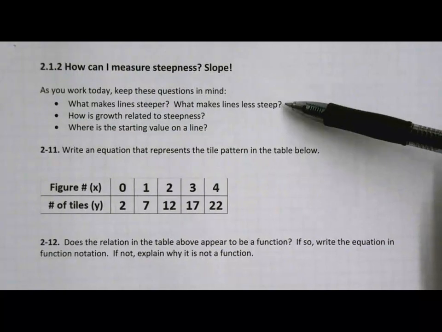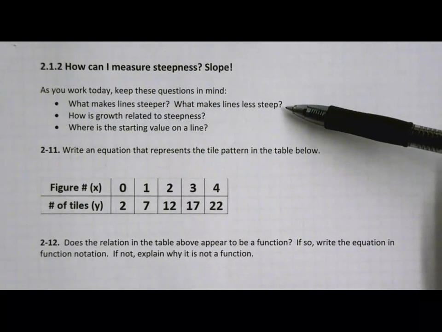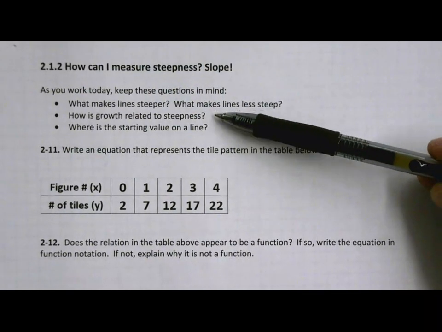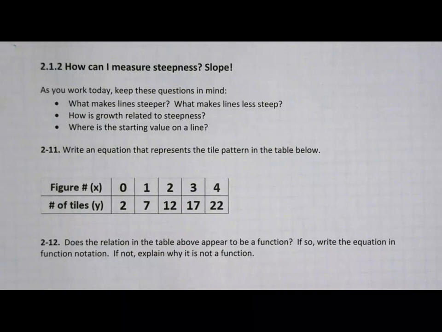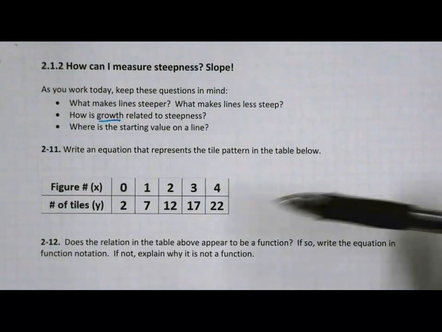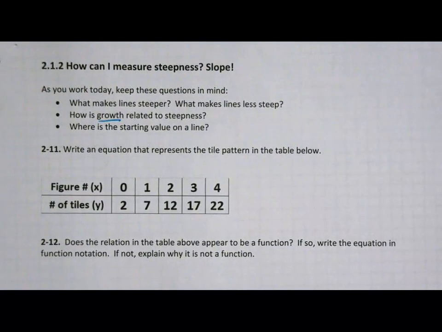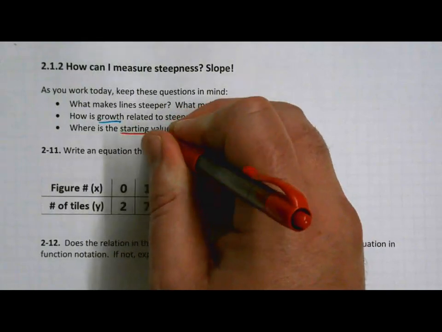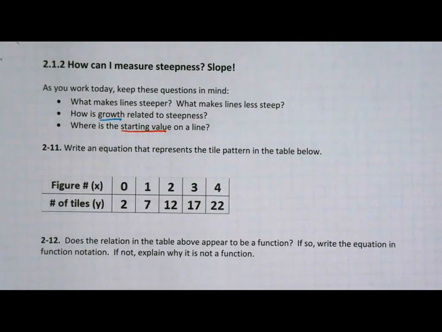So question number 1, what makes lines steeper and what makes them less steep? Question number 2, how is growth related to steepness? We talked about growth in our last lesson. And question number 3, where is the starting value on a line? And again, that's a repeat from our last lesson.